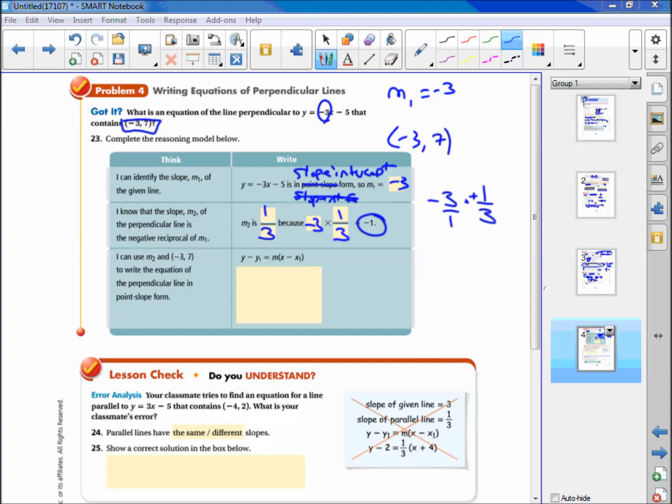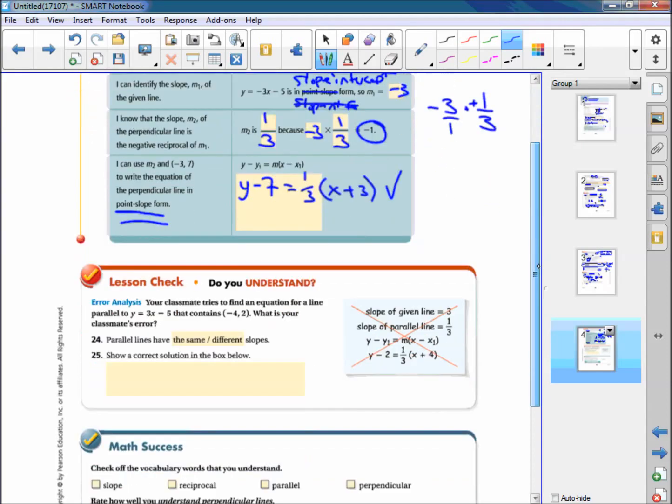Okay, so I can use M2, which is now 1/3, and my point to write my line in point slope form. So I would write y minus 7 equals 1/3 x plus 3. Remember, it's minus -3, but we'll just go ahead and write it as plus 3. And now I've got it in point slope form, and it didn't tell me what form to write it in, so this is the easiest form to use, given the information that we had.